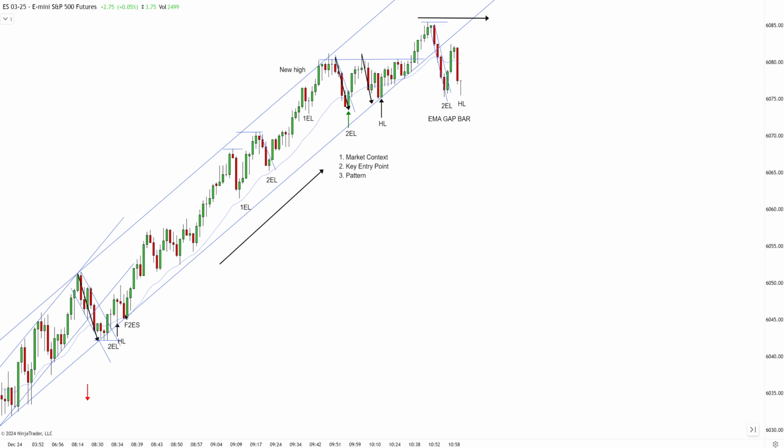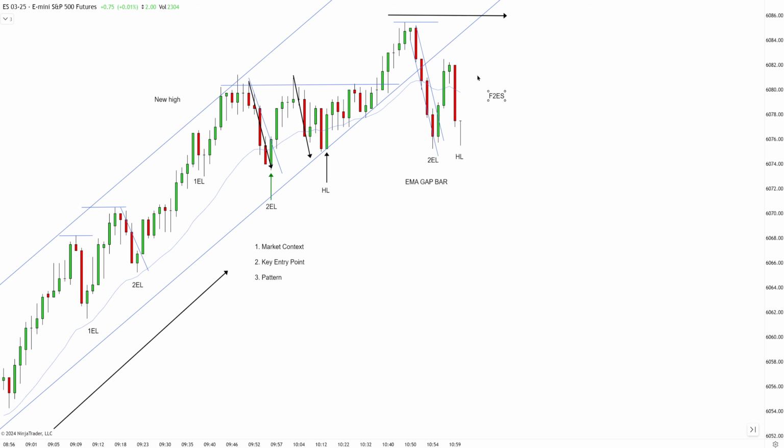I'm looking for something to happen here. First entry short, second entry short failure. This is what I would like to see above the EMA, so I know truly that the downtrend played out. We're about to test the new high.